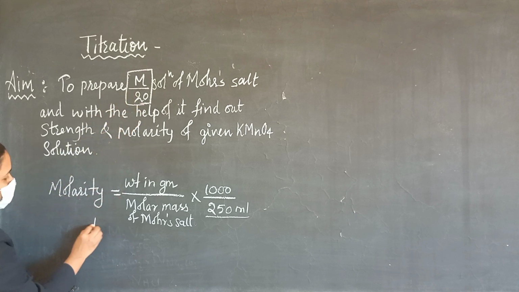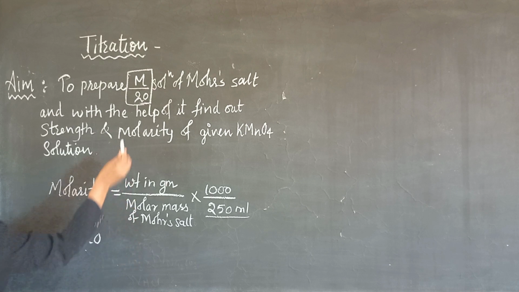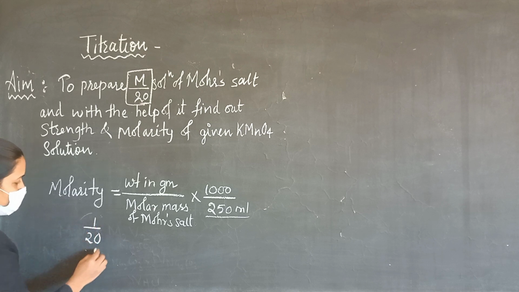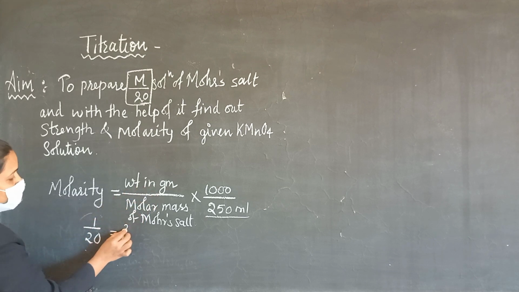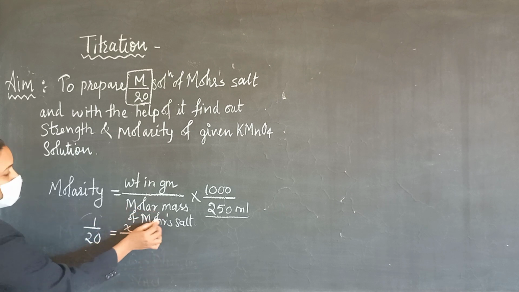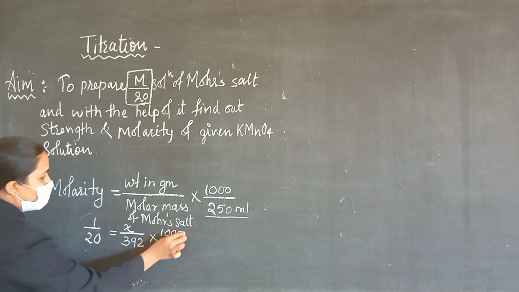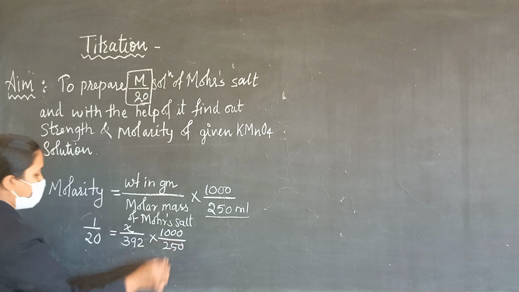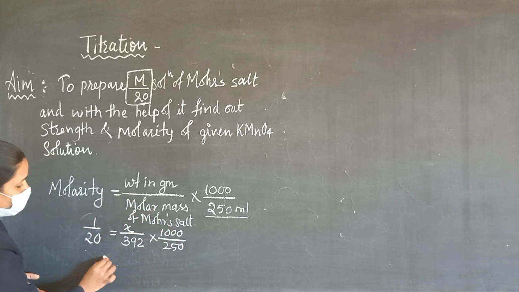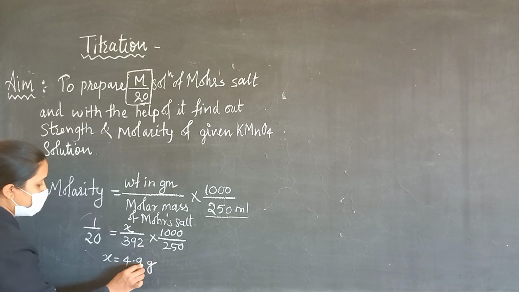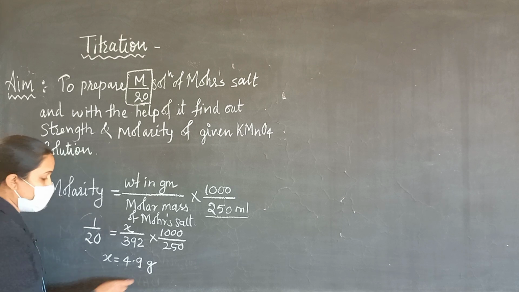As in my question it is given M by 20, I am writing it here as M by 20. You can also write the given value if it is given in decimal like 0.05, or 1 by 30, 1 by 25 or 1 by 50. Whatever molarity is given in the question, that molarity you write here. Then weight in grams, it means x, and we will calculate this value of x. 392 is the common value for all the molarities, divided by 1000 upon 250, or whatever volume is given. So here the value of x is 4.9 gram. So I have calculated the value of x.